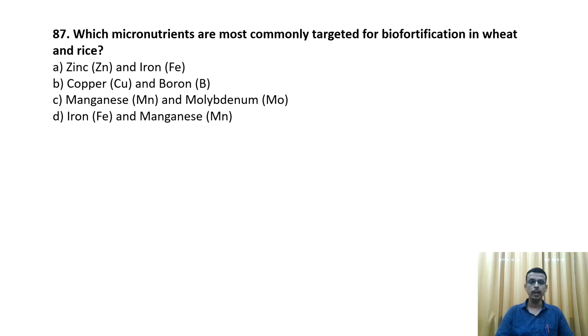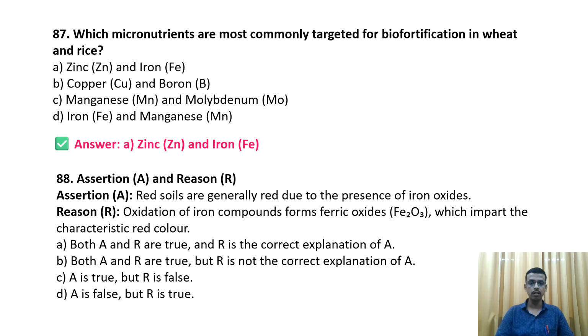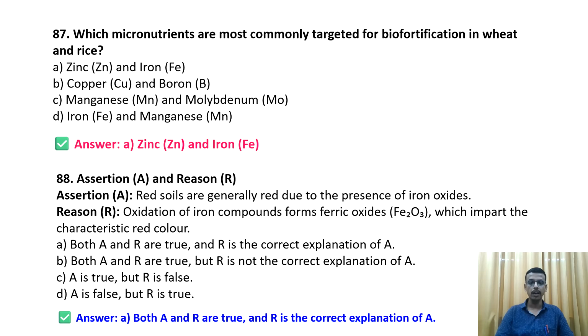87. Which micronutrients are most commonly targeted for biofortification? Yes, we are targeting micronutrients like iron and zinc for biofortification. Red soils are generally red due to the presence of iron oxide. Yes, this is correct. Reason: oxidation of iron compounds forms ferric compounds, which impart the characteristic red color. This is also correct. So both A and R are true, and R is the correct explanation of A.